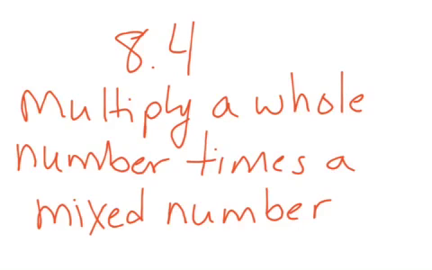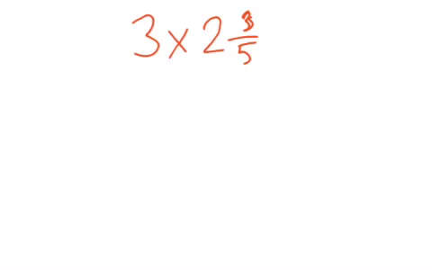8.4 was all about multiplying a whole number times a mixed number. Let's take a look at one. What's tricky about multiplying a whole number times a mixed number isn't the process of getting to our answer, it's because there's so many steps that we have to remember in order to get to our answer. Here's the first problem we're going to look at.